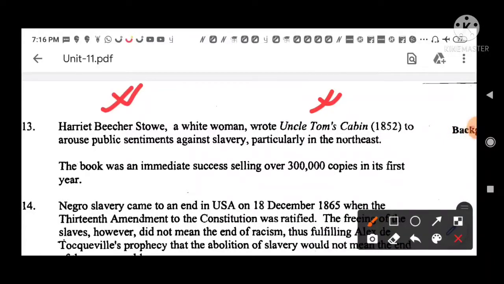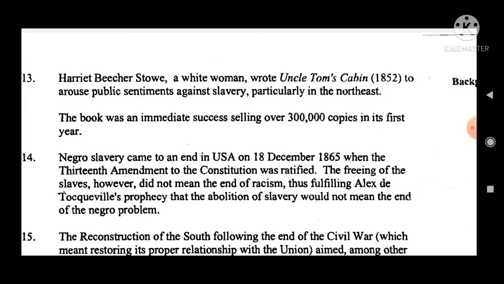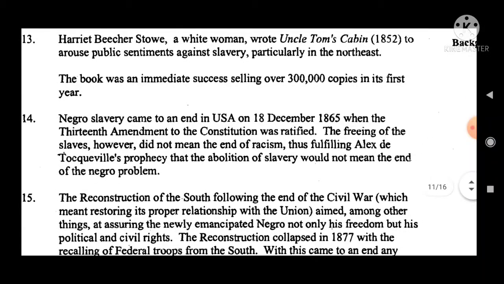Harriet Beecher Stowe, a white woman, wrote Uncle Tom's Cabin to arouse public sentiments against slavery, particularly in the Northeast. The book was an immediate success, selling over 3 lakh copies in its first year.